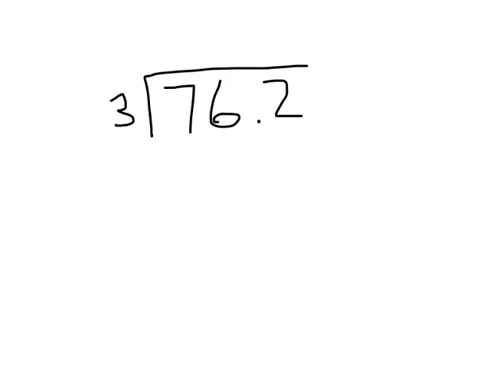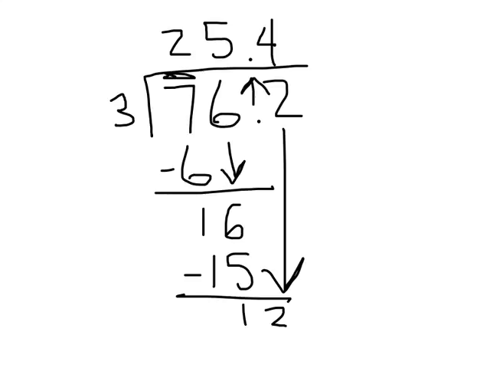Now you try one. What's 76 and 2/10 divided by 3? Remember to pull your decimal straight up before you start your division. The correct answer is 25 and 4/10. Take a moment to check your work with mine.